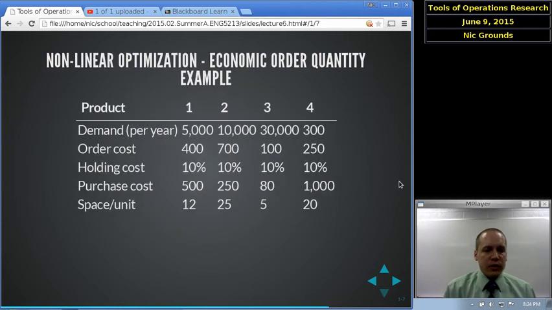All right, so here's some real numbers for an example. Let's say we have 4 products, 1, 2, 3, 4. We know the demand, let's say that's per year, for each one. So we want to sell 5,000 product ones. We want to order 5,000 product ones. That's how many we think we can sell in a year. Each time we order more product one, it costs us $400.